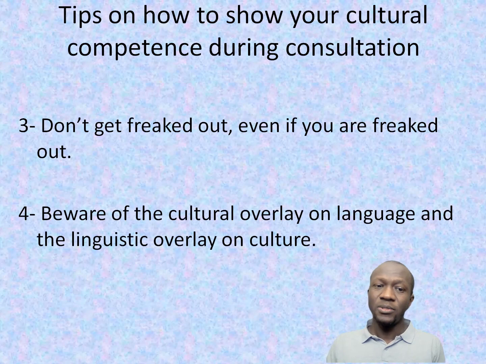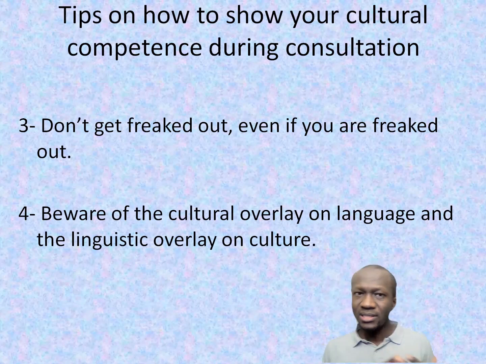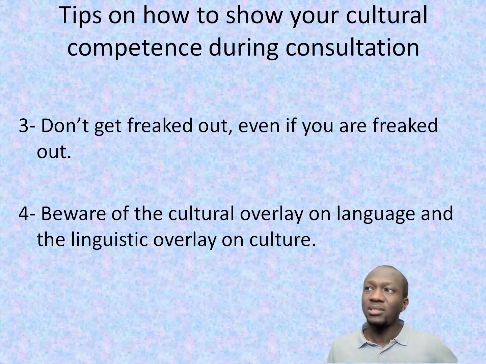The fourth tip is beware of the cultural overlay of language and the linguistic overlay on culture. What does that mean? The language itself, the way people say things, is influenced by their culture. For example, in British culture, courtesy is something very important, very essential, and as a result, if they want to ask for something, they might ask it as a question. For example, do you want to do that for me? Although what they want is not actually the answer to the question. What they actually want is for you to do that, but they don't put it as an order or a request, but as a question of do you want to or would you like to.